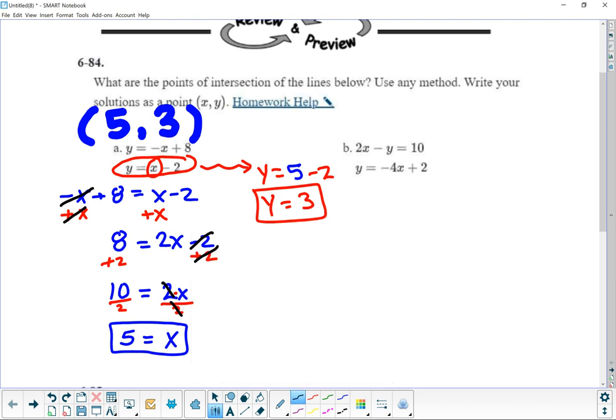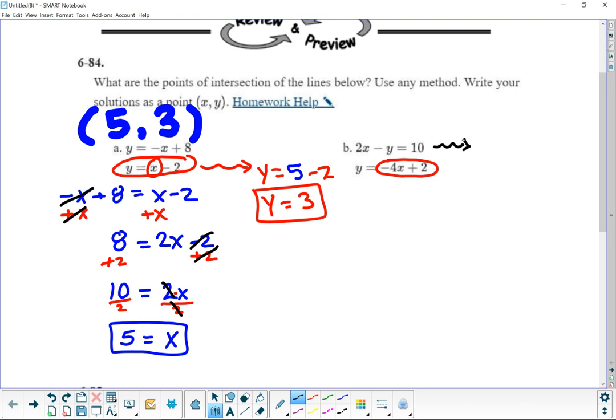Okay, letter B. Examining this, you might notice that only this bottom equation is solved for y, right? And y is equal to negative 4x plus 2. The top equation is not solved. So you're going to use the top equation.